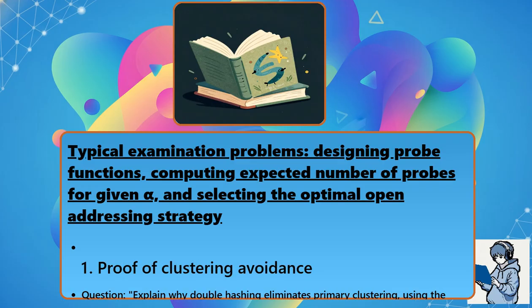4. Proof of clustering avoidance. Question: explain why double hashing eliminates primary clustering using the concept of secondary hash independence. Answer: sketch. Primary clustering occurs when many keys share the same increment between successive probes. In double hashing, the increment equals h2(k), which depends on the key. 2 keys with the same initial slot h1(k) will almost surely have different h2, so their probe sequences diverge after the first step. Hence, no long run of consecutive occupied slots is formed solely by the probing rule. Clustering is reduced to random collisions.